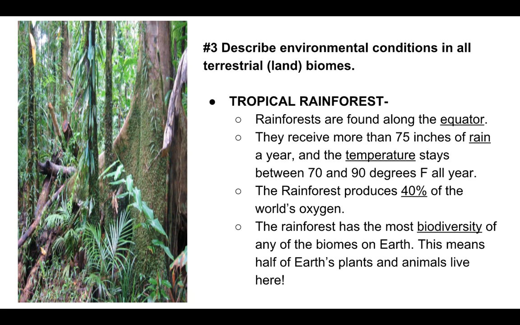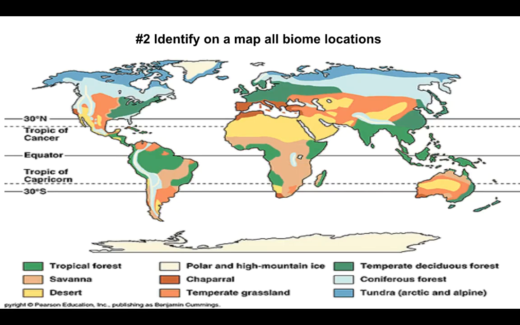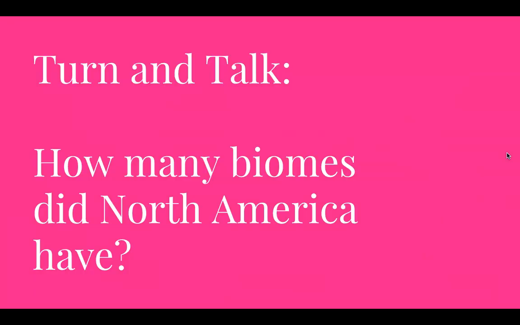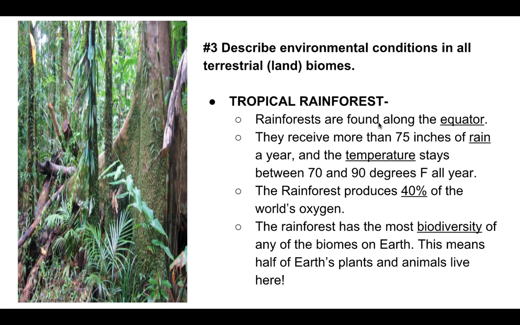Rainforests are found along the equator. So that's that imaginary line that runs throughout the world. And here's the example, the equator. It runs through, this is where it's hottest on Earth. So the tropical rainforests are found along that equator. They receive more than 75 inches of rain a year, and the temperature stays between 70 and 90 degrees Fahrenheit all year. So that's pretty warm, and the temperature is consistent. It's about the same throughout the whole year.